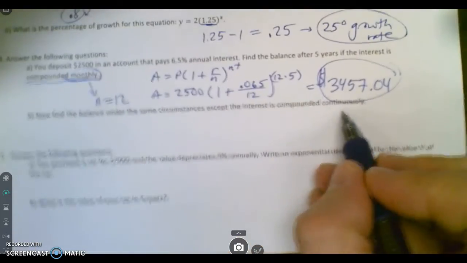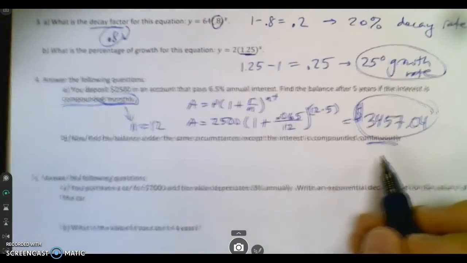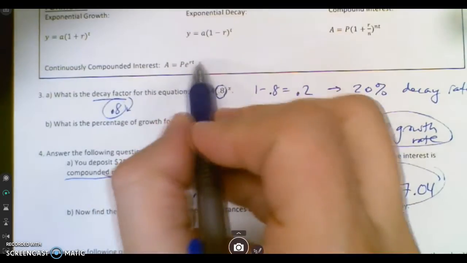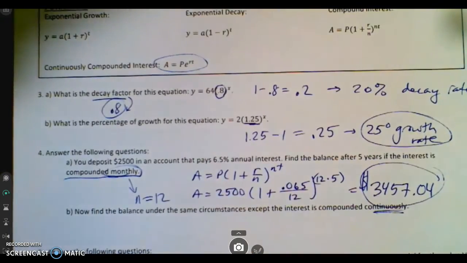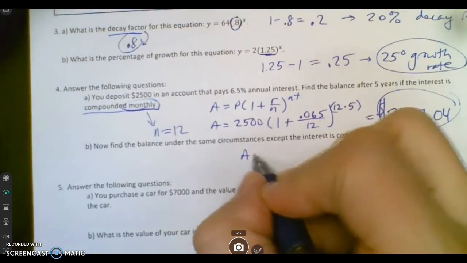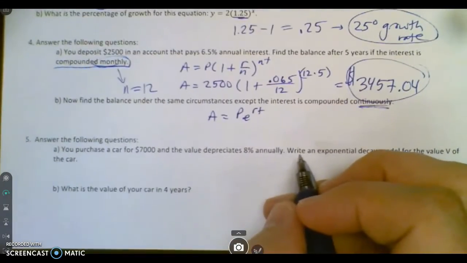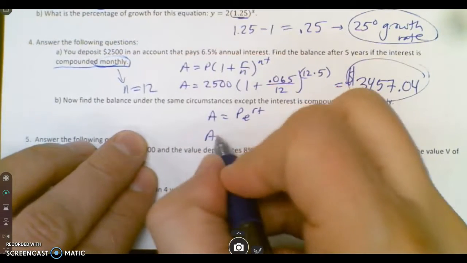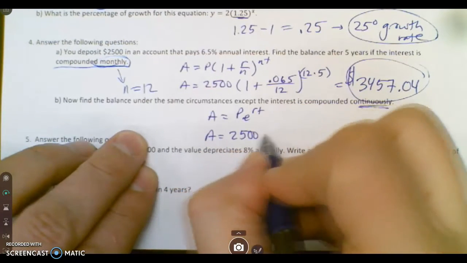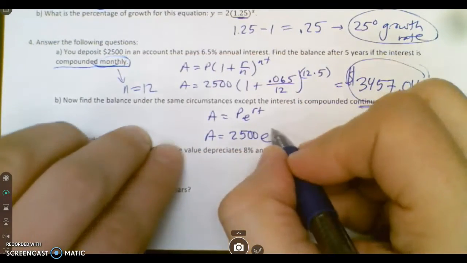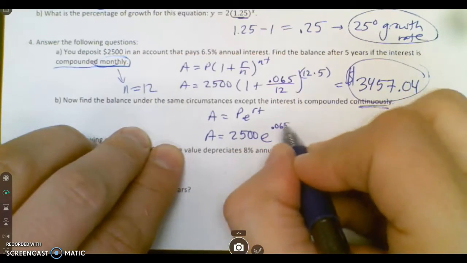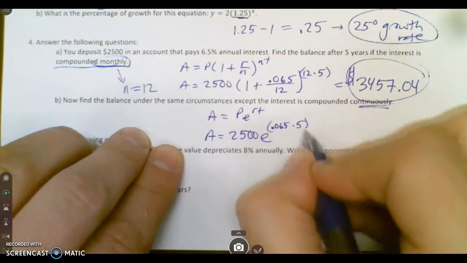Now find the balance in the same circumstances except it's compounded continuously. So that means I have the same amount of time. The only difference is I'm using this formula. It says continuously, so Pert is what we're going to use, and we're going to say, okay, my starting amount's still 2,500. My e is just a number. My rate's still 0.065, and my time's still 5 years.